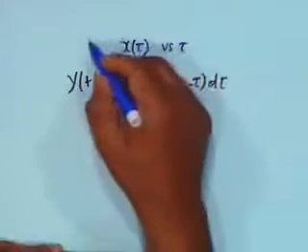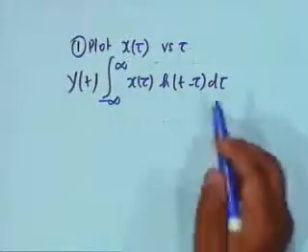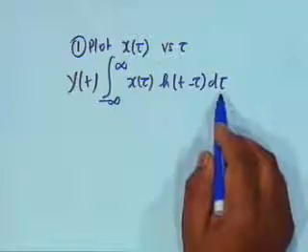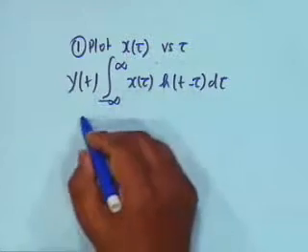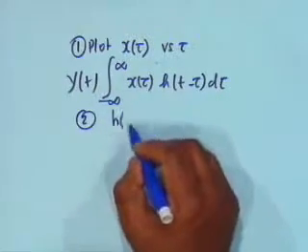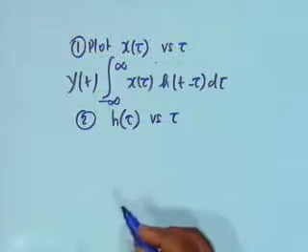So in step number 1, what you do is plot x of tau versus tau. You see, we have to evaluate this integral. So what we do is we plot x of tau versus tau. Then we plot h of tau versus tau. Well, these two are given.